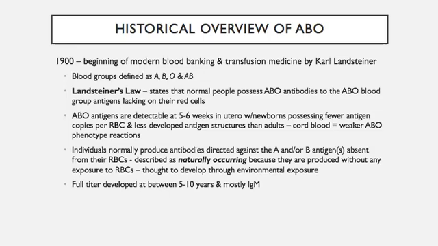So just to talk about those naturally occurring antibodies again for just a second. For example, a type A person has the A antigen on their red cell, meaning that they lack the B antigen, so they would naturally produce antibodies to the B antigen.